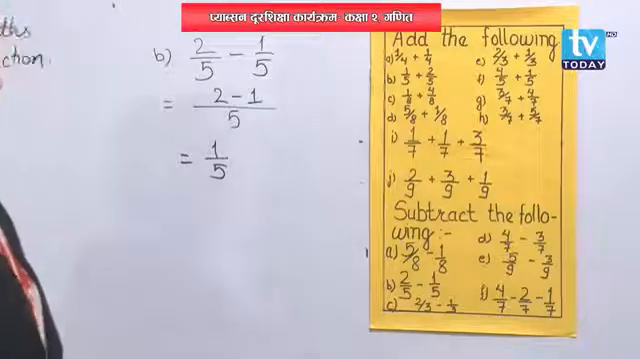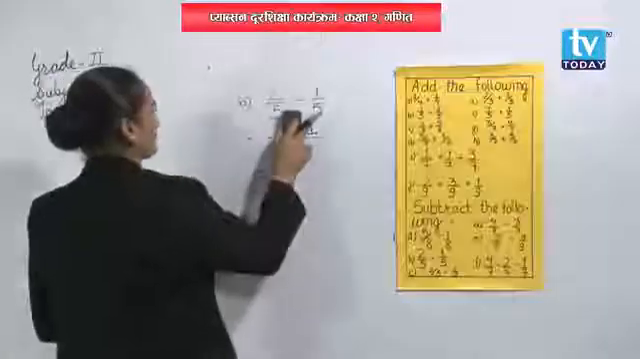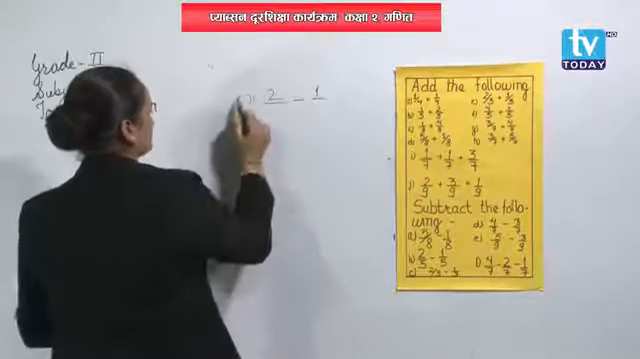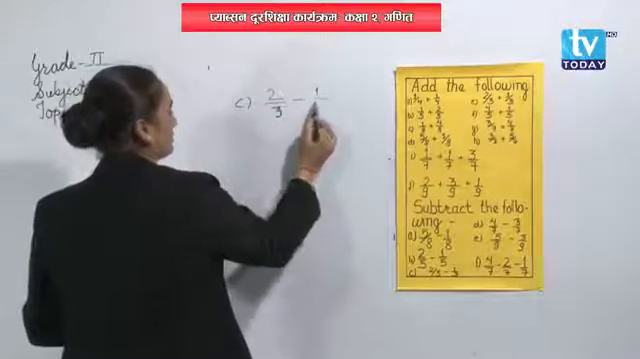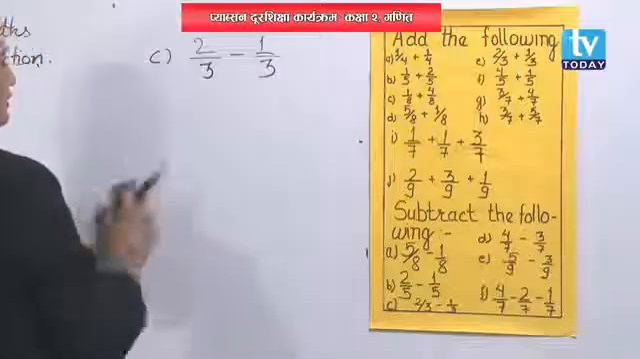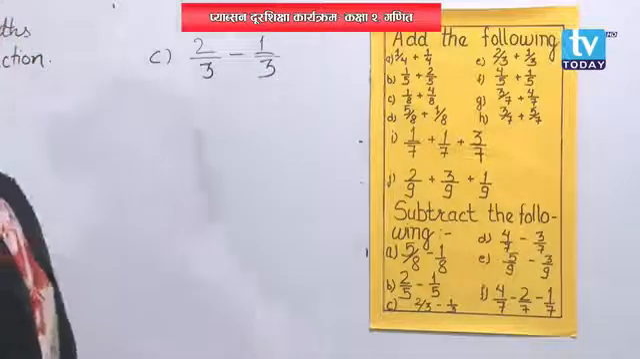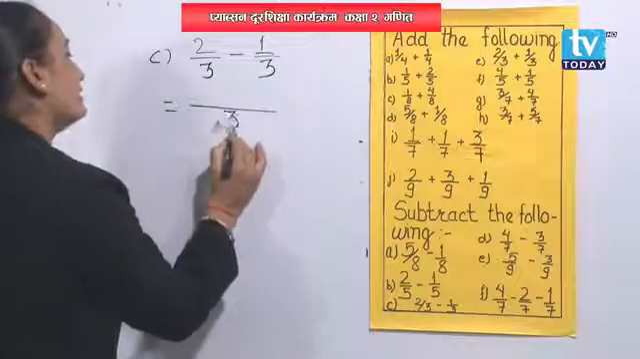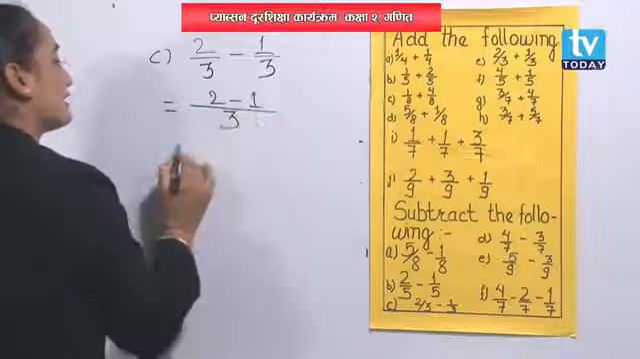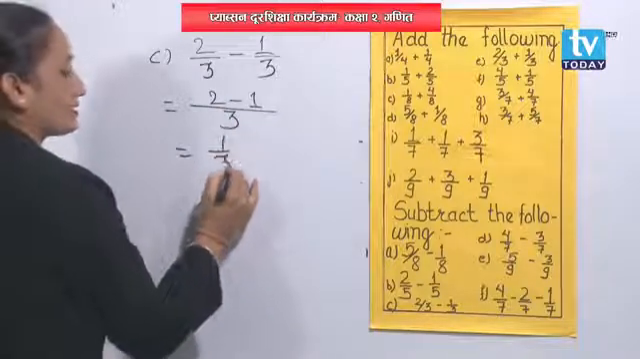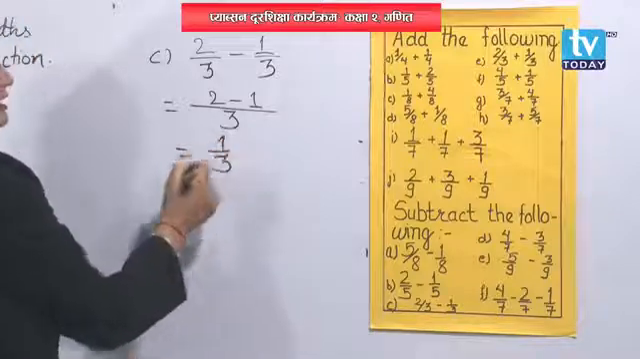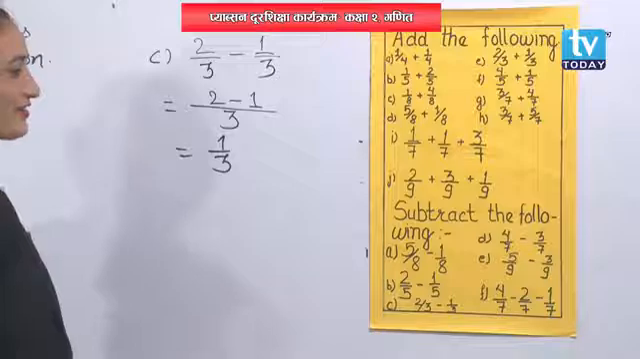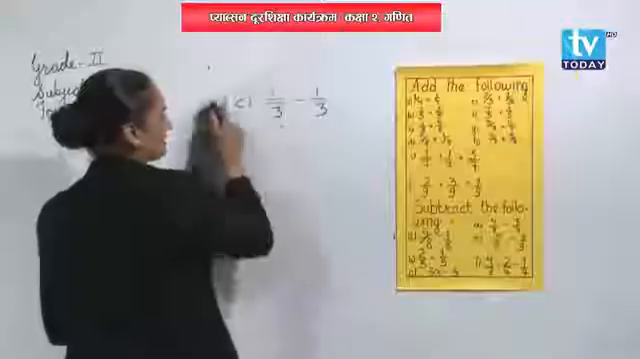Okay, now the third one, C: 2 by 3 minus 1 by 3. Can we solve the problem? Okay, please write down 2 minus 1, again 1 by 3 is the answer. So, can you write it? Yes, you are faster, right? So, you can write it. Okay, now see, D.